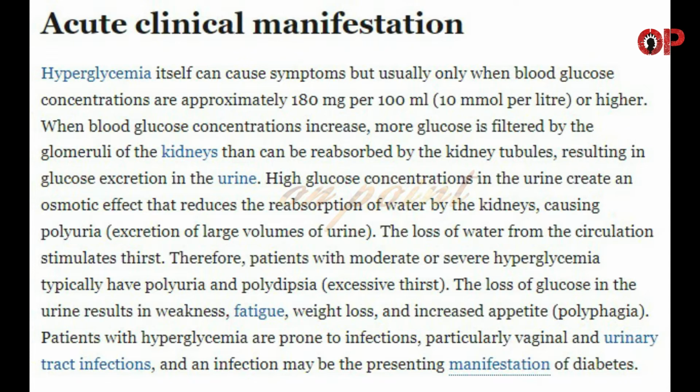Hyperglycemia itself can cause symptoms, but usually only when blood glucose concentrations are approximately 180 mg per 100 ml, 10 mmol per liter, or higher. When blood glucose concentrations increase, more glucose is filtered by the glomeruli of the kidneys than can be reabsorbed by the kidney tubules, resulting in glucose excretion in the urine. High glucose concentrations in the urine create an osmotic effect that reduces the reabsorption of water by the kidneys, causing polyuria, excretion of large volumes of urine.